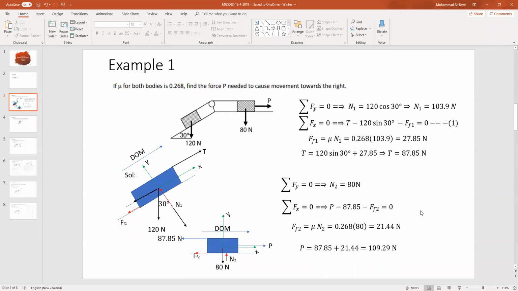But before that, we can do some kind of summary for the question if we go through it. If mu, the coefficient of friction for both bodies, this one and the other one, is 0.268, find the force P needed to cause movement towards the right. So these crates or blocks will move towards that direction.